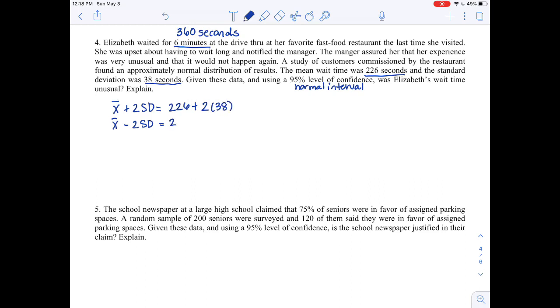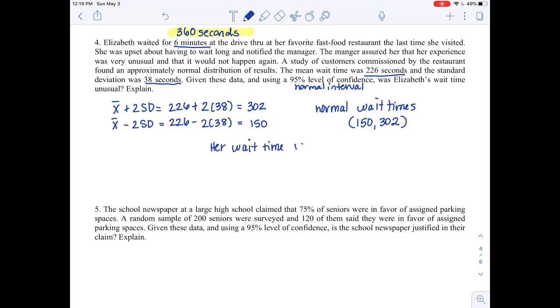So your mean wait time was 226 plus 2 times 38, that's our standard deviation. 226 minus 2 times 38. That comes out to be a value of 150 on the lower side and 302 on the higher side. Okay, so normal wait times should fall between 150 seconds and 302 seconds. So Elizabeth's time of 360 seconds is actually an unusual value, okay?